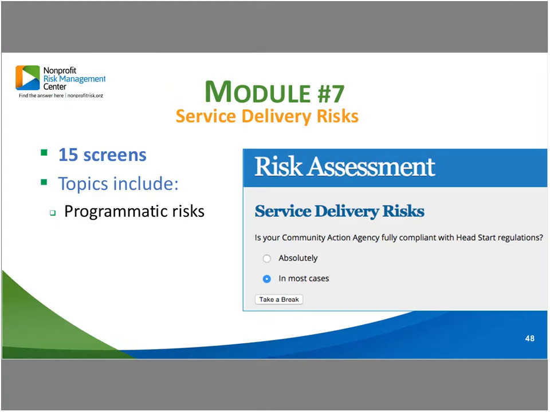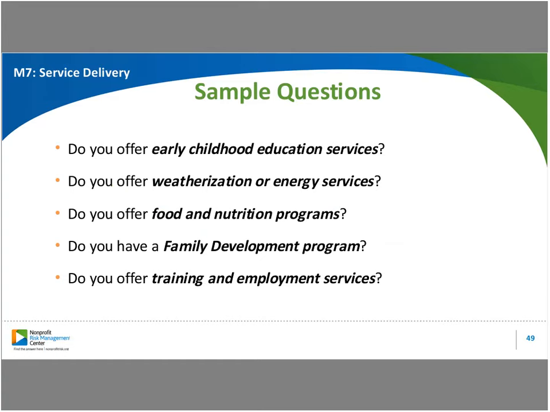So the 7th module is service delivery risks. This is also a very brief module. It's only 15 screens. It asks specifically about different programs that you offer. So these are some of the sample questions. As you can see, they all are asking about whether you offer this type of program or not.